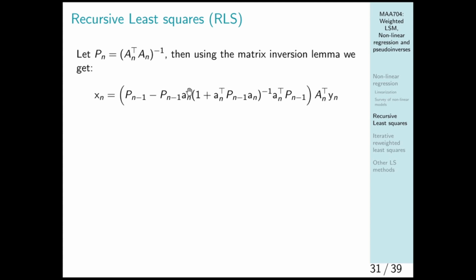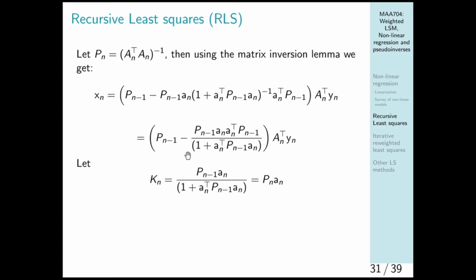Now, what is interesting about this inverse element that appears here? We can divide by it. If we only have one observation, this is a number. This identity is a 1, so this is a number, and so we can divide by that. If we let this coefficient be called kn, this is exactly equal to pn an, and so what we have in the end is pn minus 1 minus this little monster over here times this little monster over here.